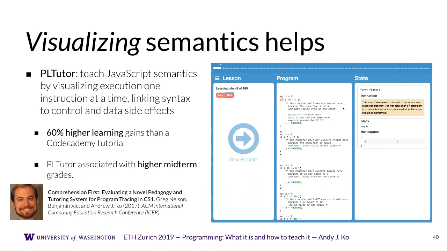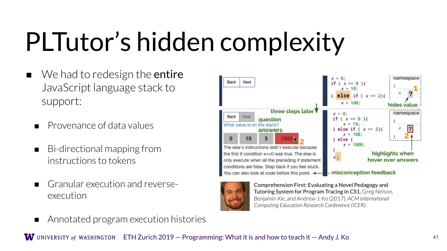And you might be thinking from a technical perspective, this seems really easy, it seems sort of simple. There's actually a whole bunch of hidden complexity behind making this work. We had to redesign the entire JavaScript language stack to support things like tracking the provenance of data values through history, execution history. We needed a bidirectional mapping from instructions to tokens so that we could actually highlight at the instruction level which token that mapped onto.